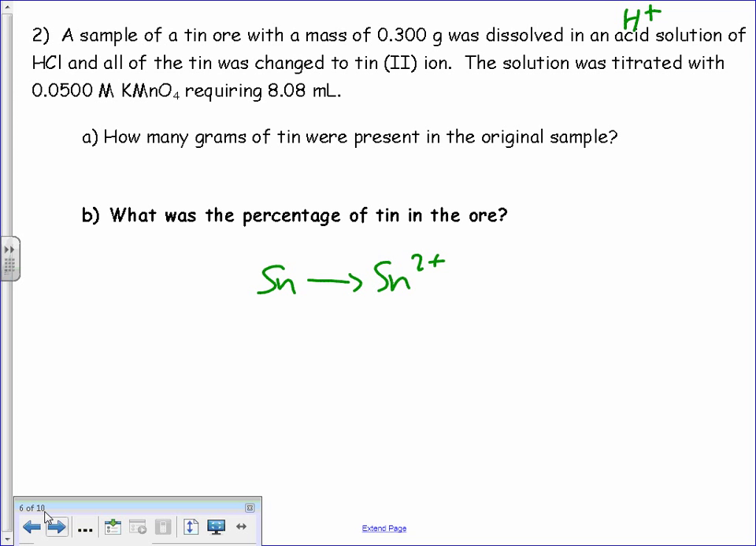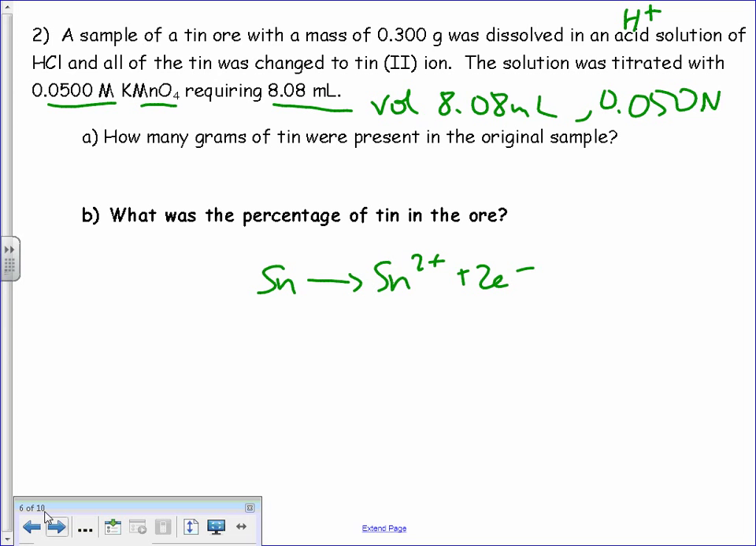Please write down these reactions. Come on. Okay, so all the tin was changed to tin 2. The solution was titrated with 0.05 molar potassium permanganate, and we required that much volume. So we know 8.08 milliliters of 0.050 molar KMnO4. All right, what automatically do you know about KMnO4?